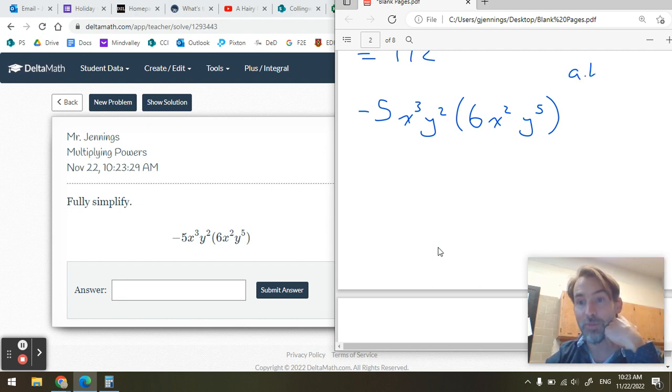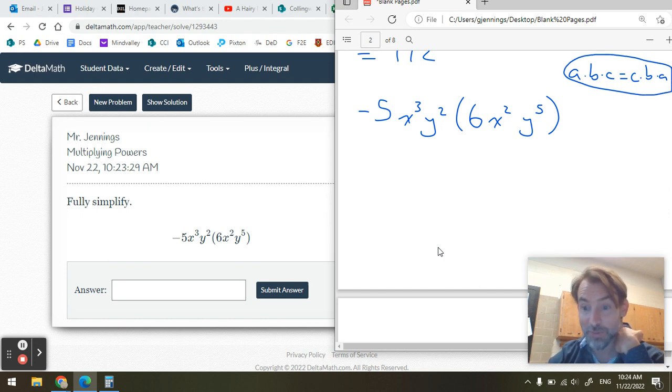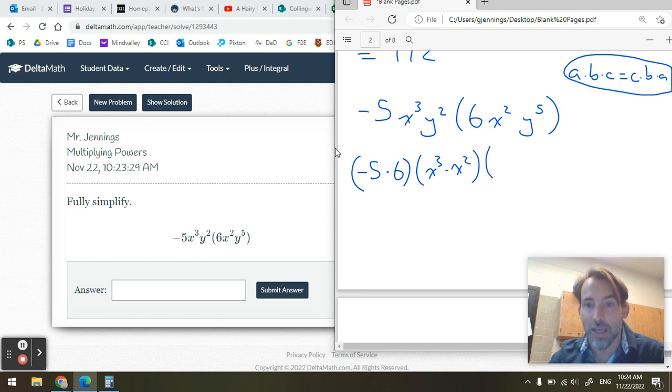Multiplication, if I remember that a times b times c is equal to c times b times a, like it doesn't matter the order I multiply things in. 2 times 3 times 4 is the same thing as 4 times 3 times 2 is the same thing as 3 times 2 times 4. It doesn't matter. So I can rearrange these in ways that I can multiply them. So I can do minus 5 times 6 as one multiplication, and then x to the 3 times x squared, and then y to the 2 times y to the 5. And then just do all those multiplications.